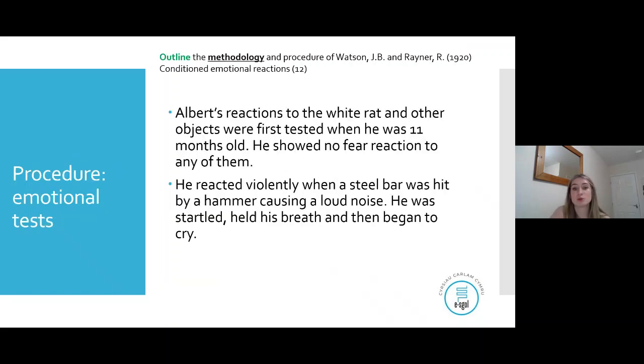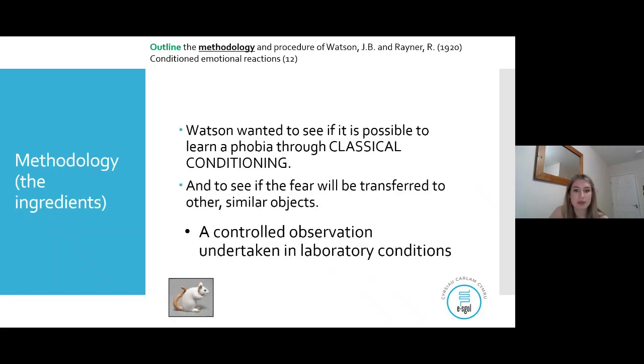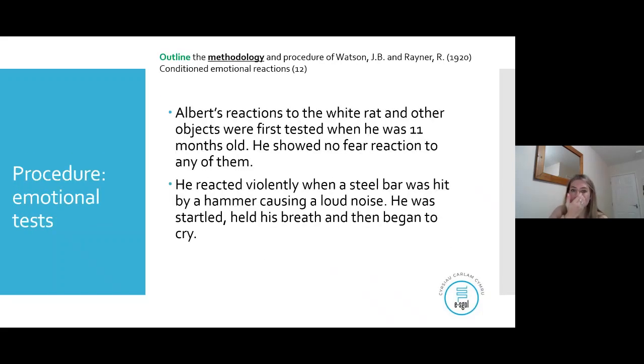What they did were emotional tests. They wanted to get sort of a baseline of their participant. So they looked at Albert's reactions to the white rat and other objects, first tested when he was just 11 months old. He showed no fear reaction to any of them.